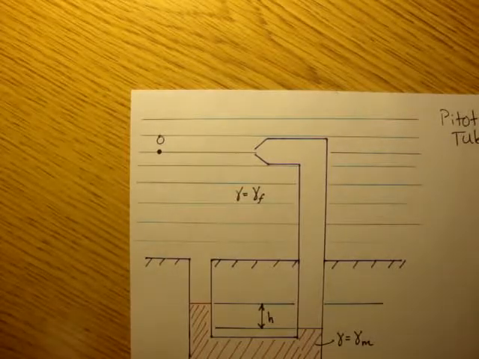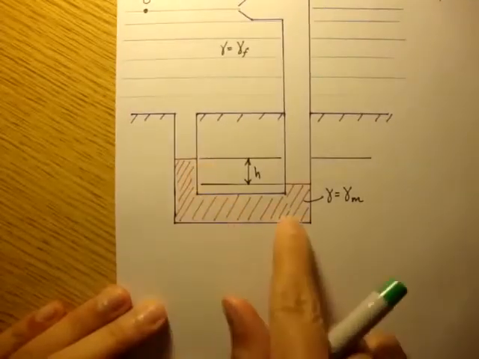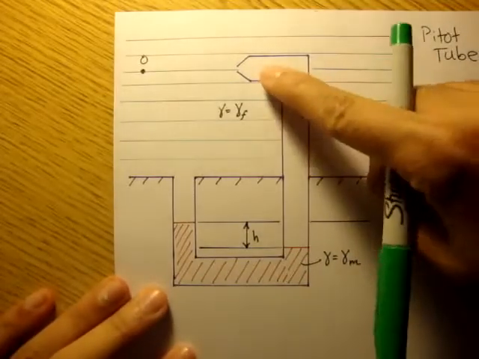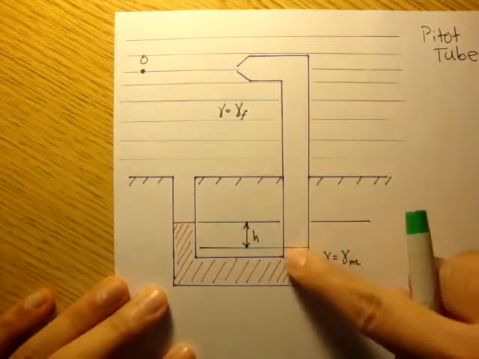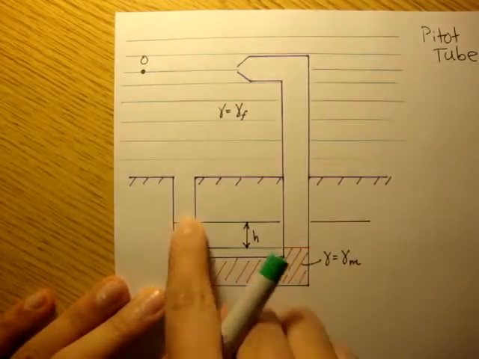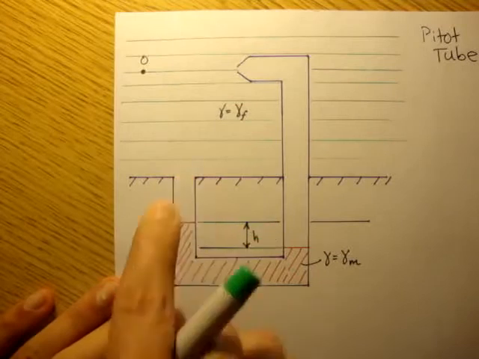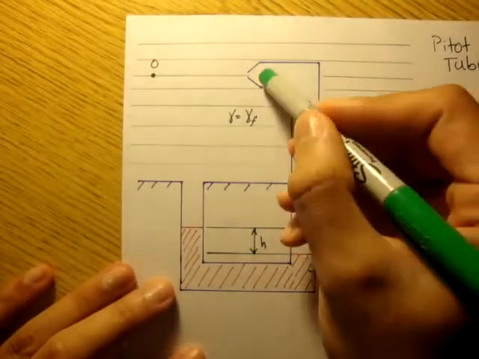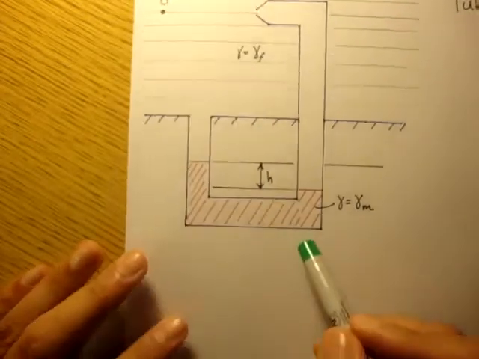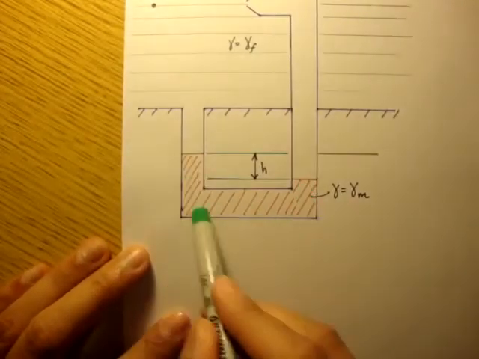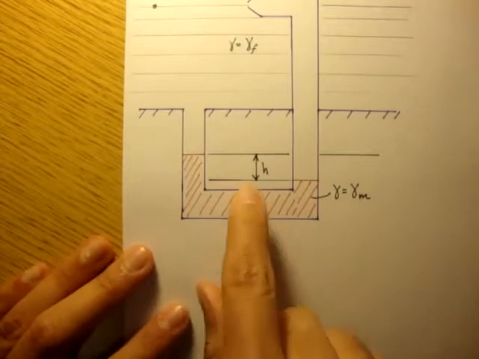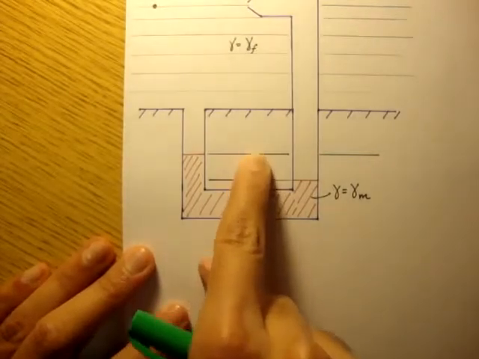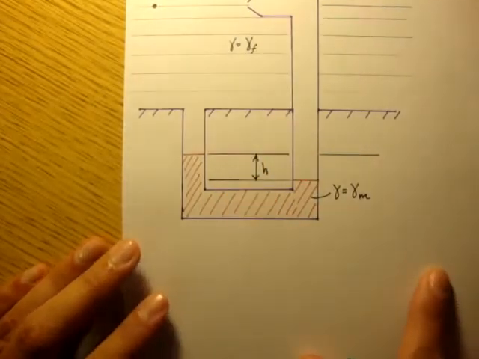So the very first thing you want to notice is that all of this is in static equilibrium. The air inside this pitot tube and this manometer fluid, all the way up to this point here, is completely static. It's not moving. The velocity inside this tube is 0. That's what's causing this mercury to stay the way it is right now. And there's a height difference here of h.